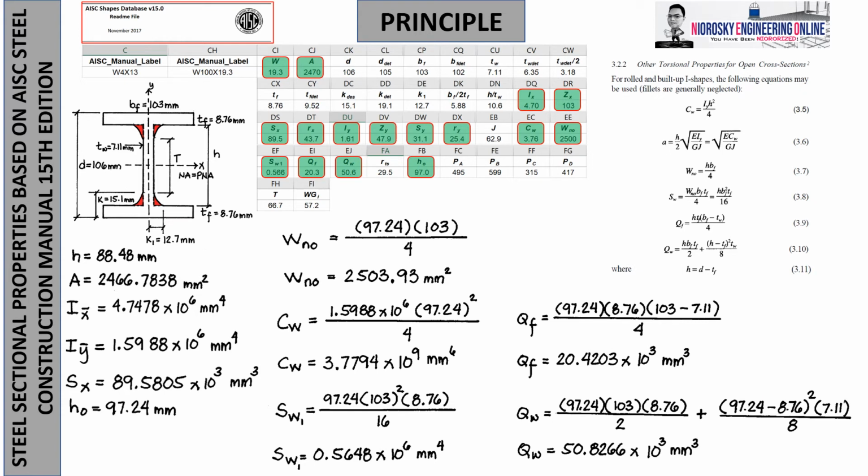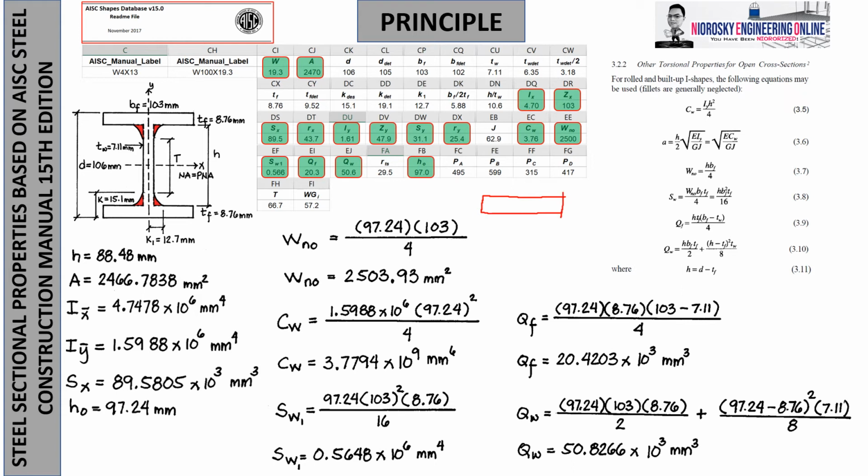Okay, Q sub F and Q sub W are most likely the same. So, 20.3 in the table for QF and 50.6 in the table for QW, while the calculation is 20.4203 times 10 to the 3 and 50.8266 times 10 to the 3. Actually, you don't have to memorize this QF and QW, because you can derive it here, it's just a statical moment.